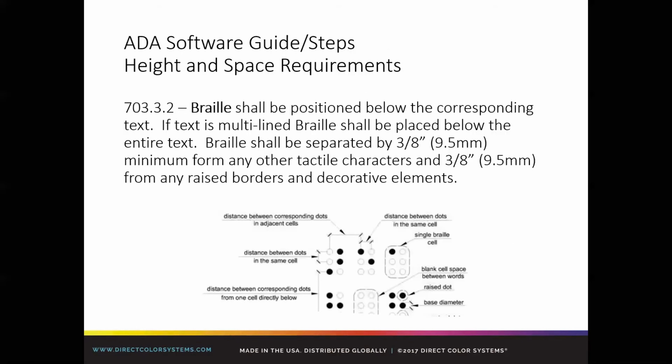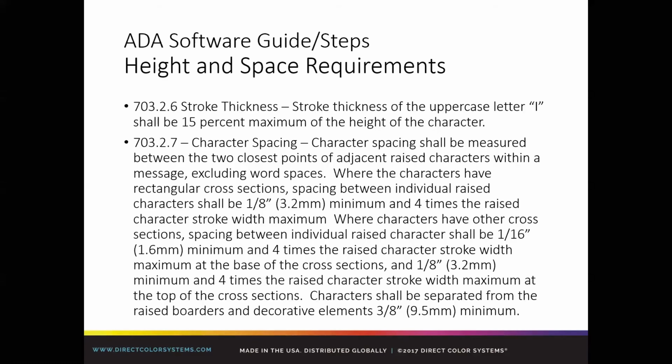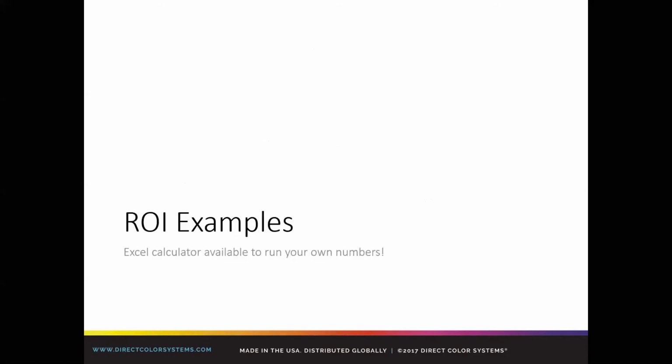All right, talk about measurements and stuff like that. All of the spacing that's shown here, all those types of things are handled for you in the ColorByte software when you're designing your sign in that front end, and before sending it to the ColorByte RIP for printing on one of the DCS UV LED printers. Again, stroke thickness, character spacing, all that stuff is done for you.